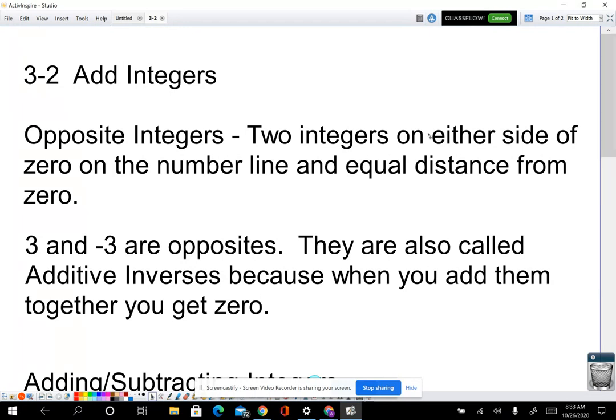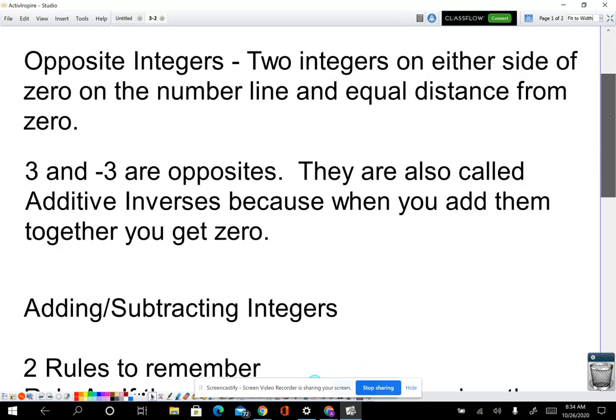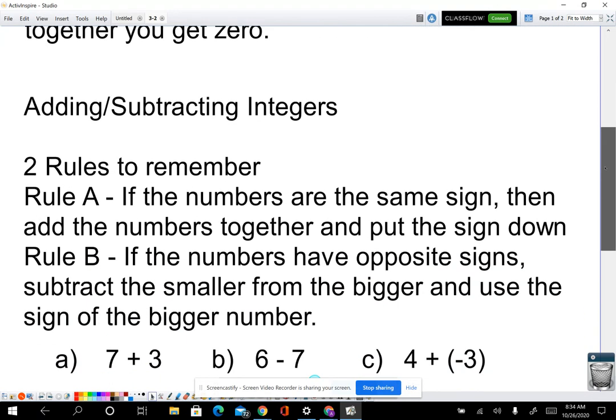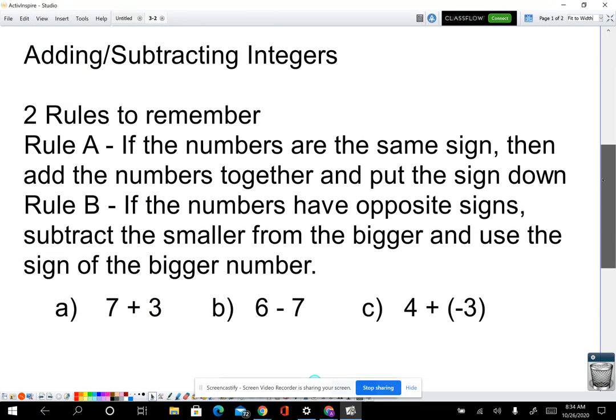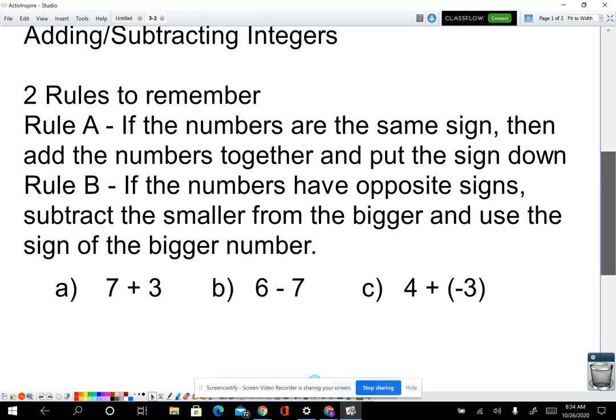So we talked about what an integer was, and we're just referring to them as whole numbers and their opposites. Any two integers that are on either side of zero on a number line and an equal distance from it are considered opposite integers, like 3 and -3 are opposites. They're also called additive inverses because when you add them, you get zero. So this is the part we're talking about, adding and subtracting integers in this lesson.